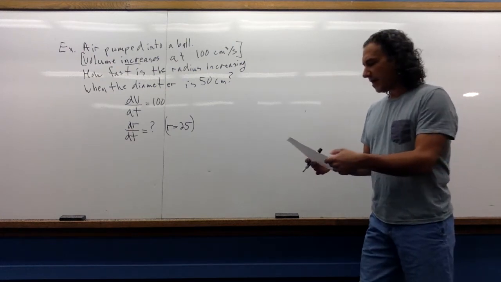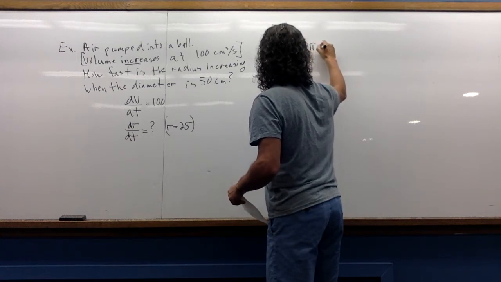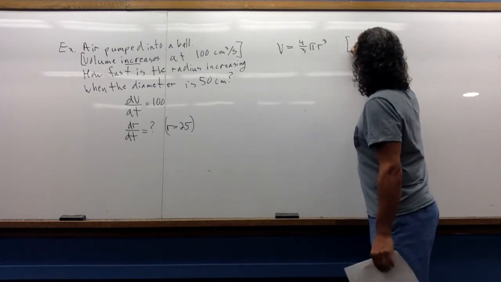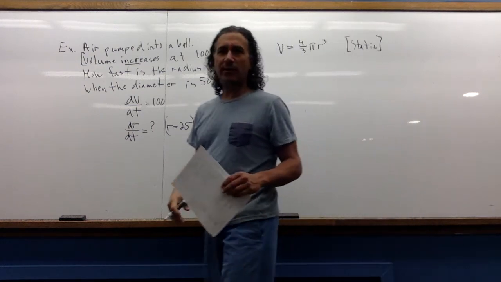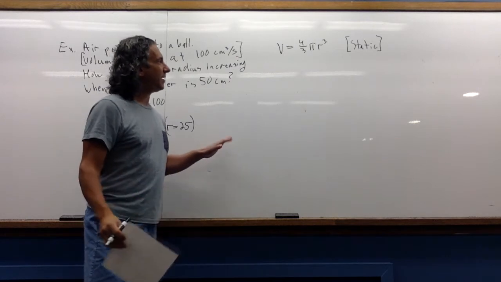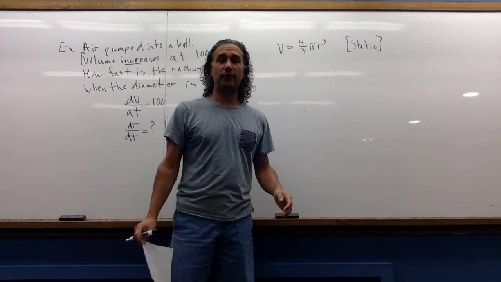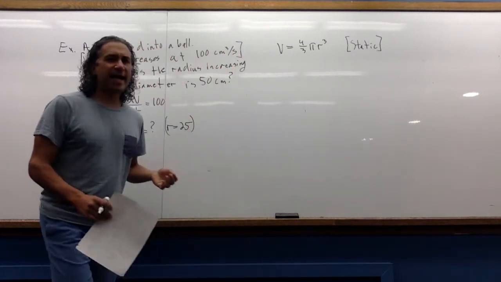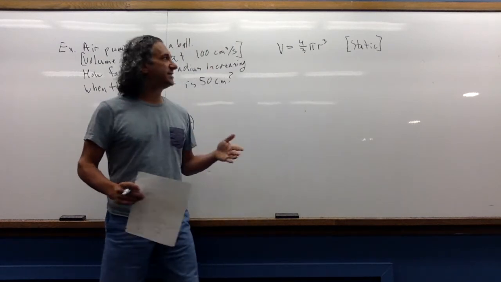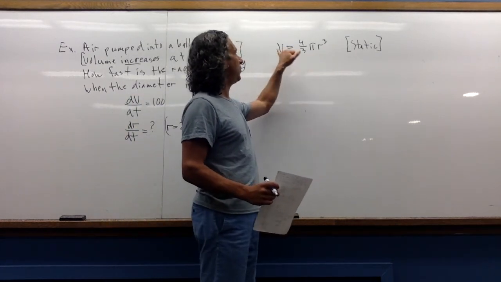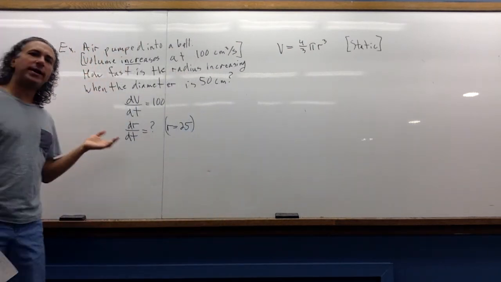Well, I could do that because I know that volume is 4/3 pi r cubed. And I call this a static relationship. So it's okay if you forgot that formula for the volume, but I think everybody knows that there's a volume of a sphere lurking out there somewhere, and this is the volume formula. It's static because this is for a given r and a given V. So if r is 10, 10 cubed times pi times 4/3 gives me my V. In this situation, though, r is changing.